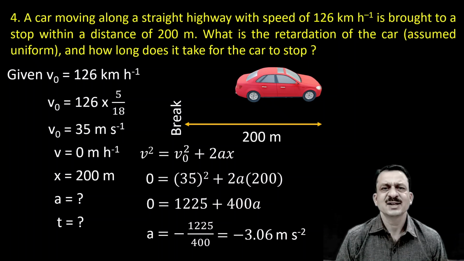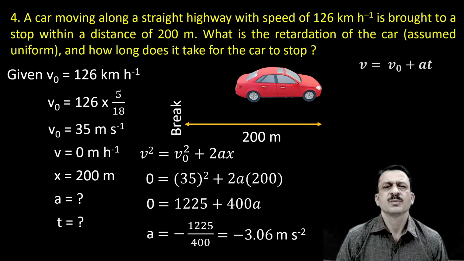Okay, this is the acceleration of the car which is assumed to be uniform. Now here we are getting a negative sign, that indicates acceleration is decreasing, and hence it is called retardation. Now we have to calculate what is the time taken for the car to stop.